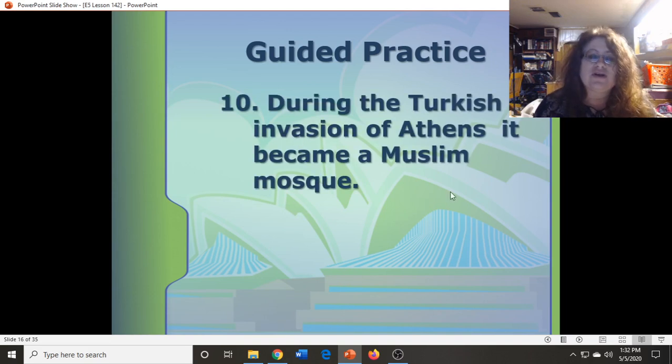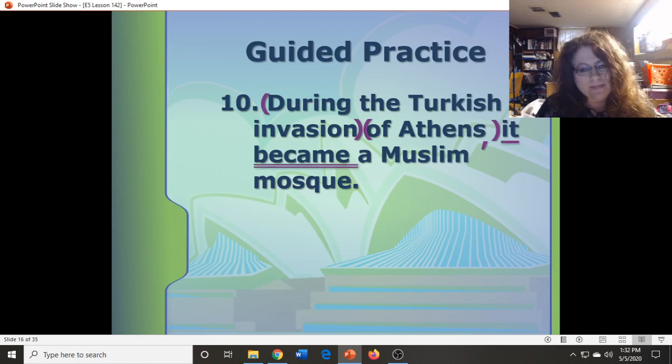Number 10, during the Turkish invasion of Athens, it became a Muslim mosque. During the Turkish invasion and of Athens are the two prepositional phrases. There's a comma after Athens because remember, if it's more than 5 words in the introduction phrase and there's prepositional phrases, you use a comma. So during the Turkish invasion of Athens, comma, it became a Muslim mosque. So the subject is it. The verb, became. Okay.